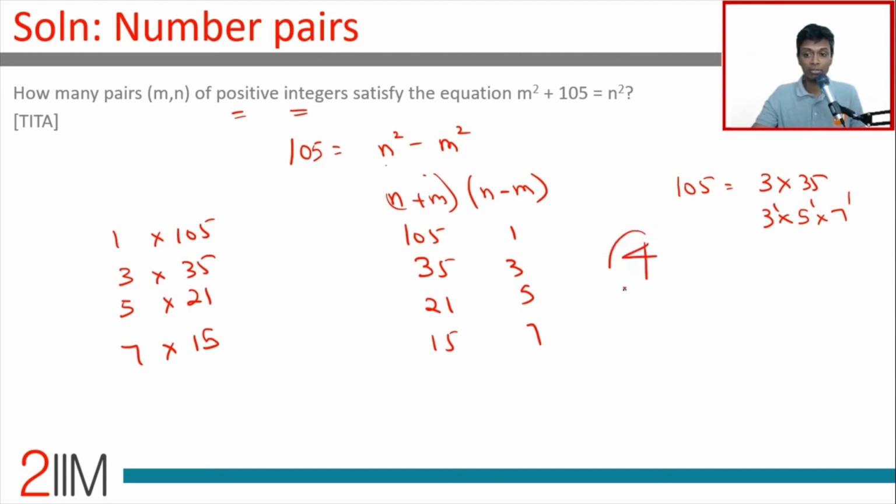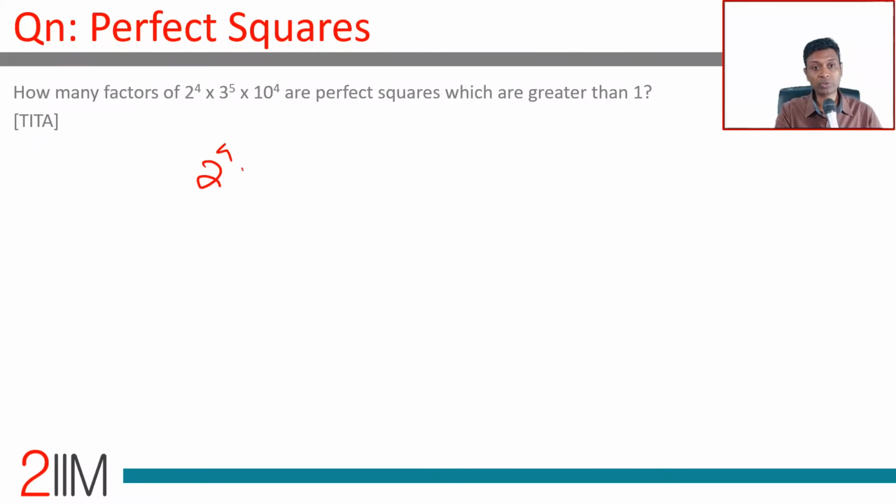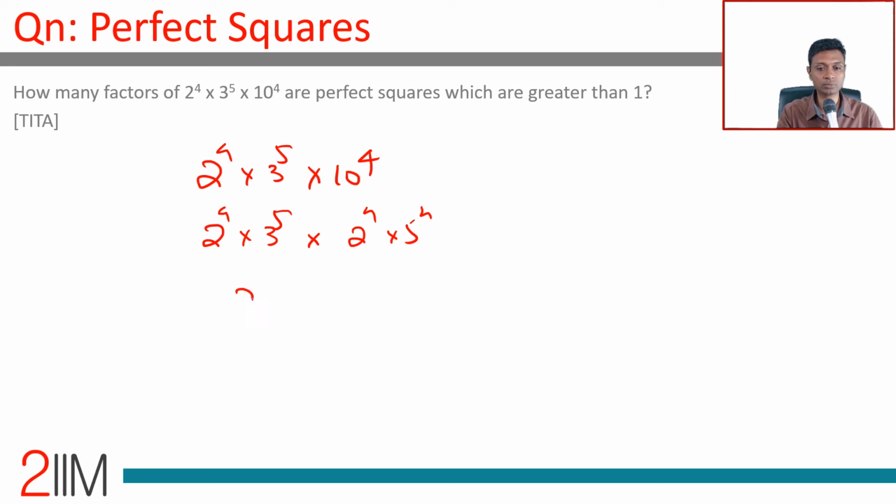So four pairs. How many factors of 2 power 4 into 3 power 5 into 10 power 4 are perfect squares which are greater than 1? First of all, I'm going to prime factorize this. 2 power 4 into 3 power 5 into 2 power 4 into 5 power 4. 2 power 8 into 3 power 5 into 5 power 4.